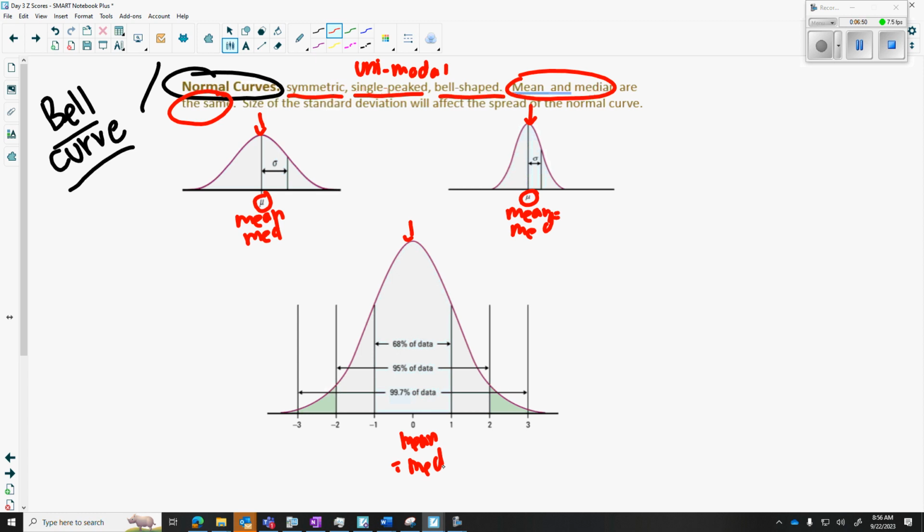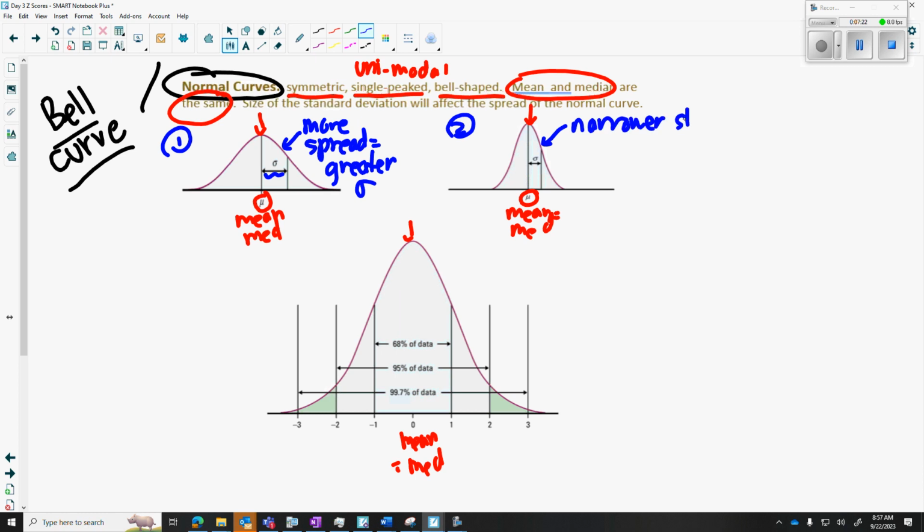And then the standard deviation basically is going to dictate how spread out the data is. So this first one here is more spread out than the second one because this is a wider standard deviation. Wider standard deviation, more spread out. Skinnier standard deviation, less spread out. Narrower standard deviation equals less spread out.